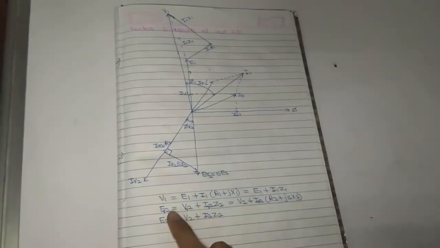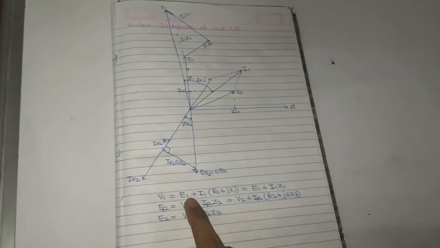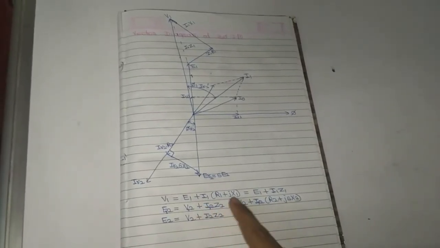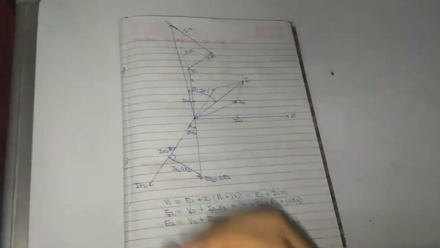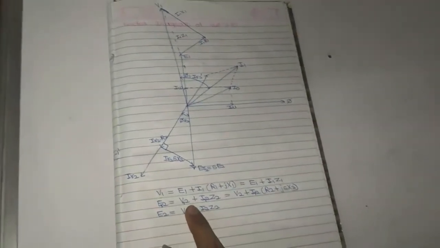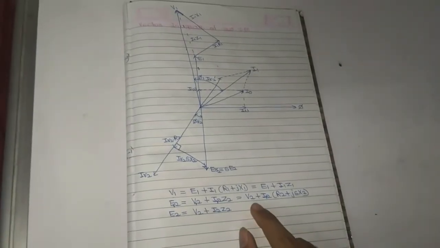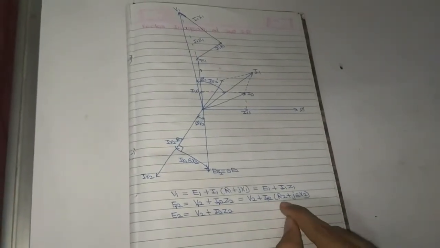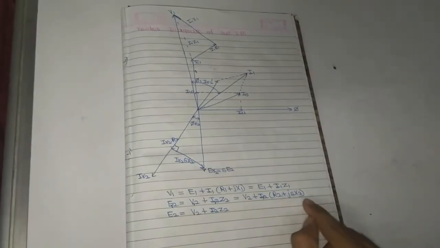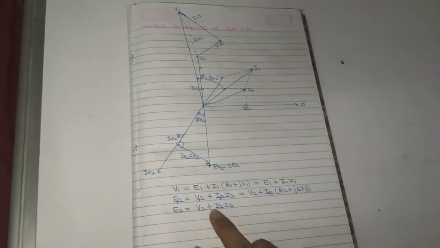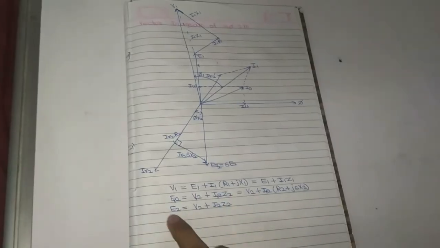And we can get these equations. V1 is equal to E1 plus I1 Z1, that is E1 plus I1 into R1 plus jX1, by the equivalent circuit of the stator. And ER2 is equal to VR2 plus IR2 into Z2, that is equal to V2 plus IR2 in bracket R2 plus jSX2. So E2 is equal to V2 plus I2 Z2, we can also say in that case now.